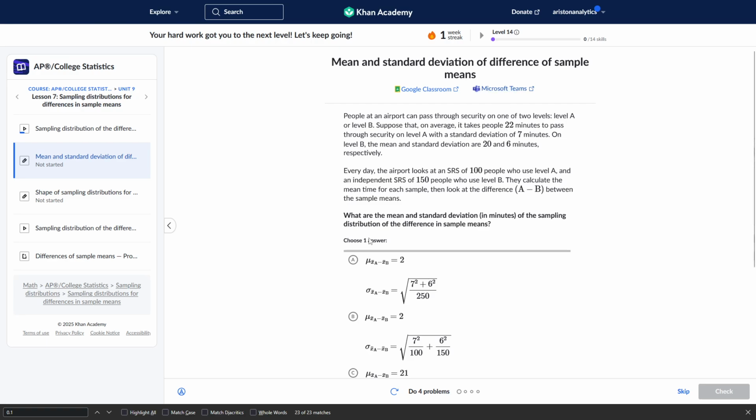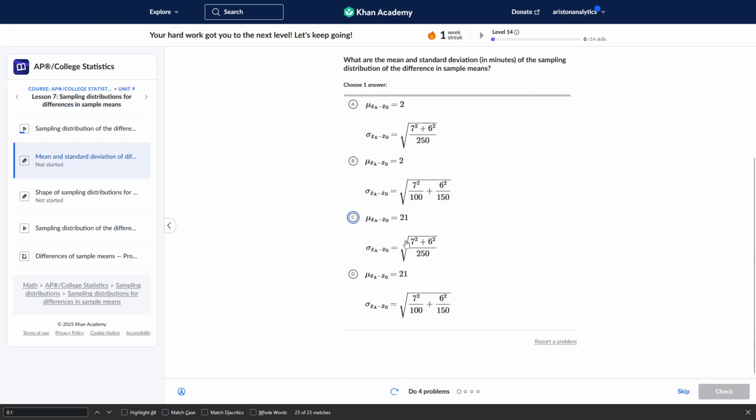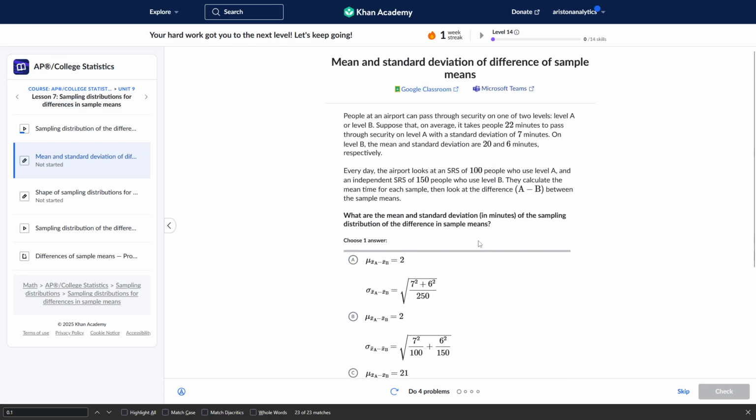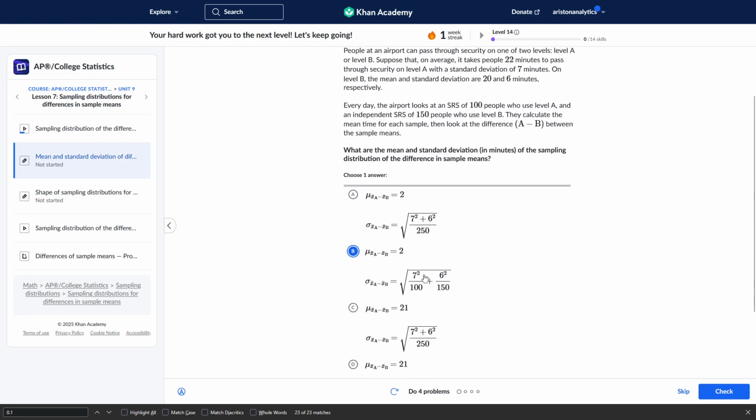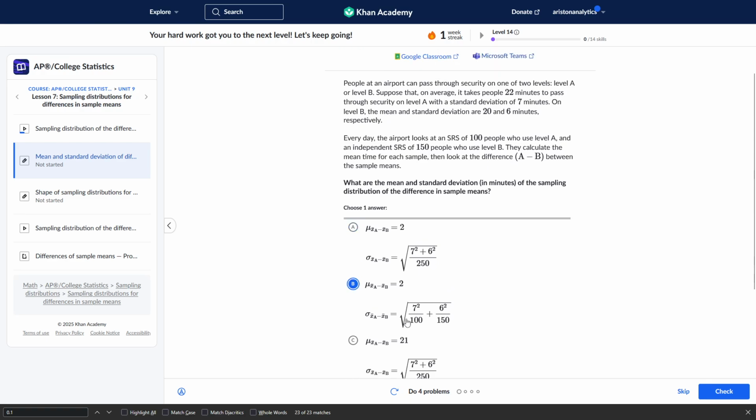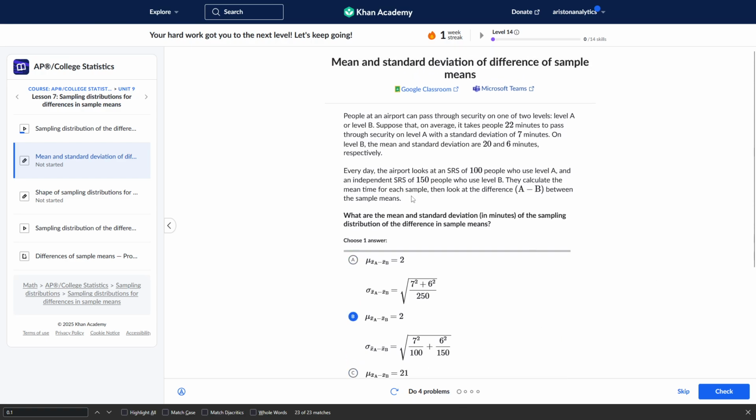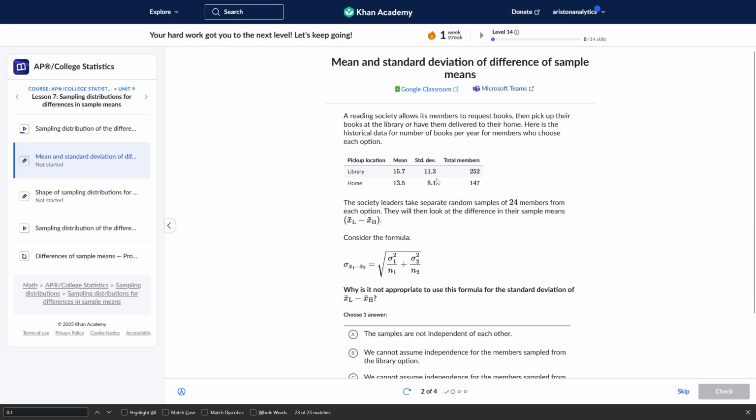Okay. What are the mean and standard deviation? Mean 22, 20. So 2, automatically. It's one of these two. And then it should be this: standard deviation of A and standard deviation of B, over the sample size of A and sample size of B, and then square root. 7 squared, 6 squared, 49. Yep. Why is it not appropriate to use this formula for the standard deviation of this?